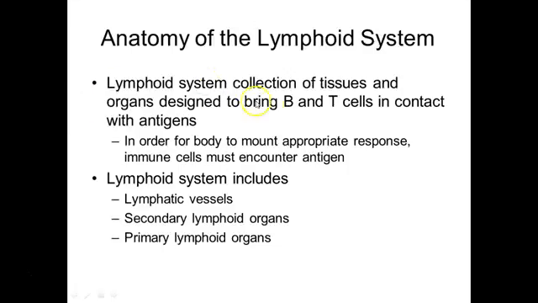So as we said, the lymphoid section is designed to bring the B cells and the T cells in contact with the antigen in order for us to mount that response. So it includes the vessels, the secondary lymphoid organs, and the primary lymphoid organs. And what we could really also add to this list is lymphatic tissues.